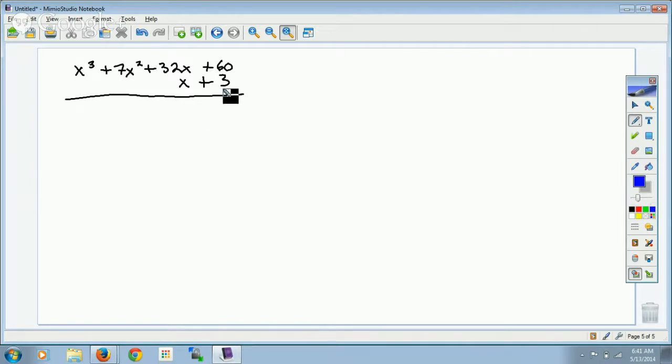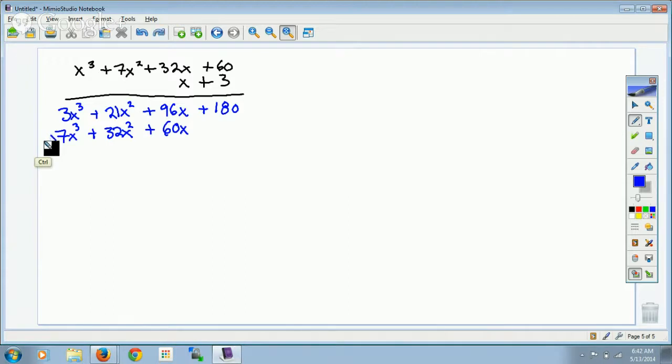Multiplying by 3 first, I get 3 times 60 is 180. 3 times 32 is 96x, and that's plus. 3 times 7 is 21x squared. And then I get a 3x cubed. Underneath, I slide over, multiplying by x, and I get 60x plus 32x squared plus 7x cubed plus x to the 4th.